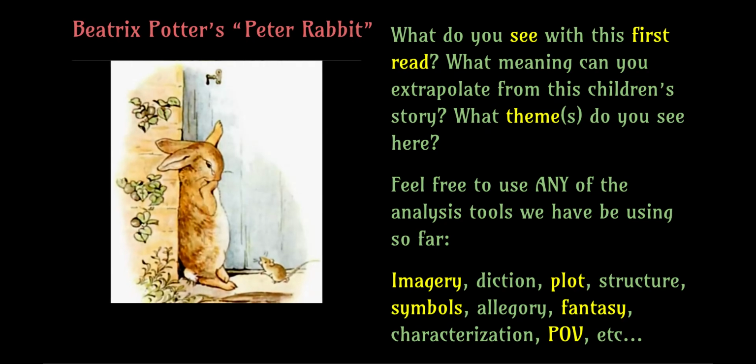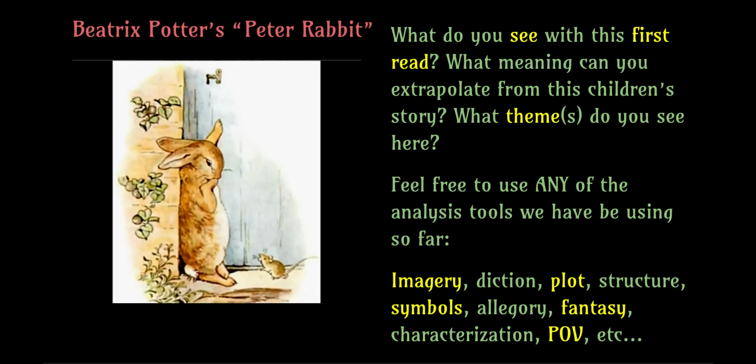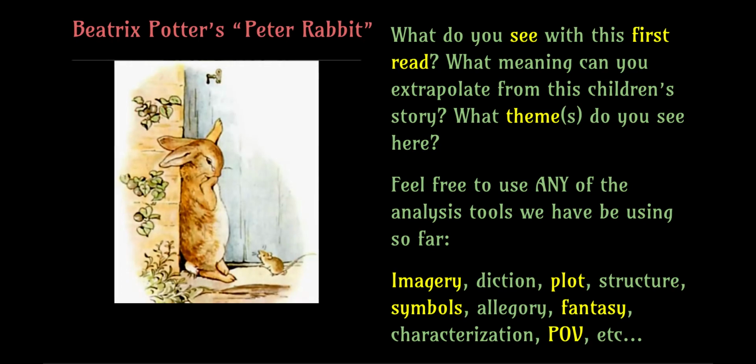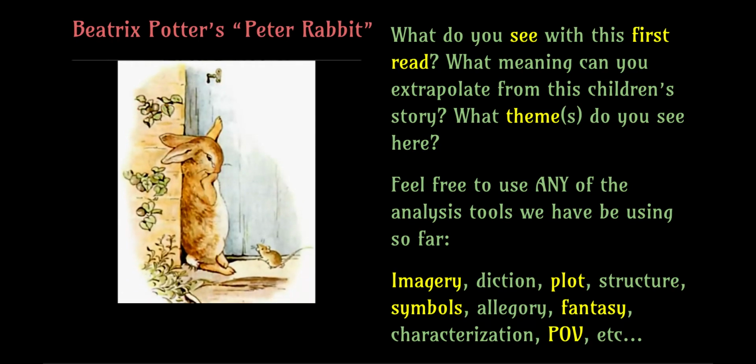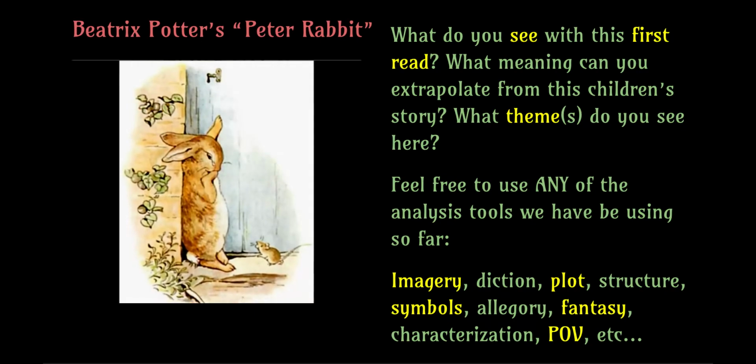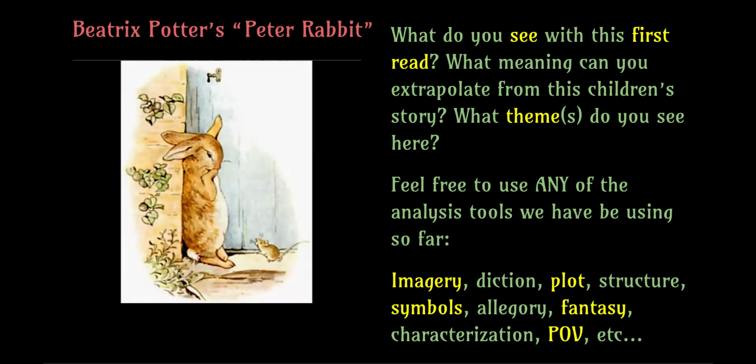He found a door in a wall, but it was locked, and there was no room for a fat little rabbit to squeeze underneath. An old mouse was running in and out over the stone doorstep, carrying peas and beans to her family in the wood. Peter asked her the way to the gate, but she had such a large pea in her mouth that she could not answer. She only shook her head at him. Peter began to cry.